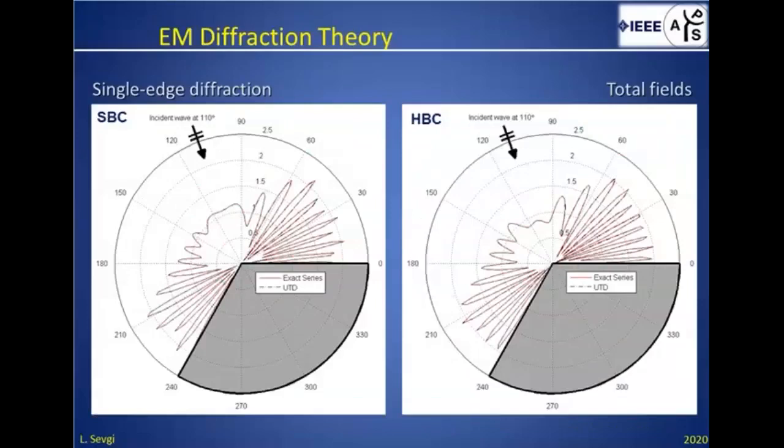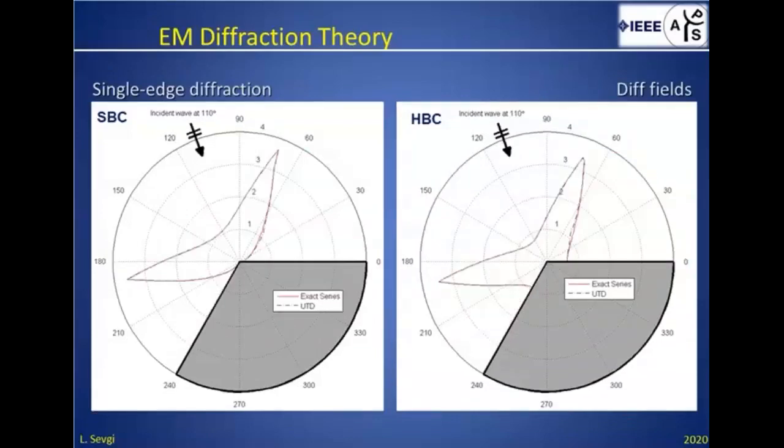Another example for different wedge angles and for different angles of incidence. Soft boundary is the TM case, hard boundary is the TE case. So you can play with whatever you want and get whatever you want from this package. Next slide, please. This is another example. Diffracted-only fields, exact results with UTD results. Next slide, please.